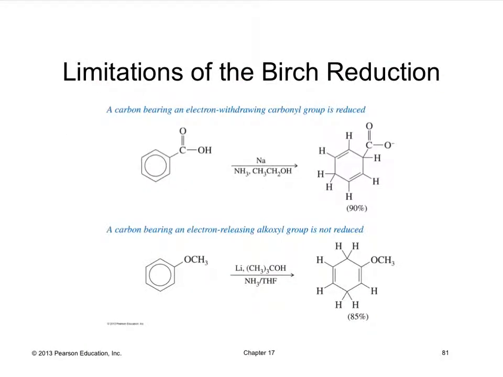So, the limitations of the Birch reduction. We have a carbon bearing an electron withdrawing carbonyl group. That position over here is then the position that gets reduced in the Birch reduction. However, if you have a carbon bearing an electron releasing alkoxyl group, that position is actually not reduced; rather the position over here is reduced, as shown here.